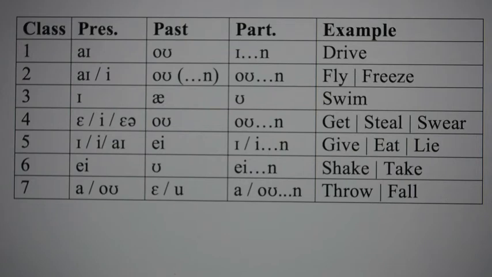Finally, class 7 is the most divided among them, with an A or an O, and either an E or an U, and either an A or an UN in the present, past, and participle forms respectively, such as fall, fell, fallen, or throw, threw, thrown. So as you can see, it's very split. However, these are considered in the same class. As you can tell, there's a lot of division, but there's also a lot of regularity.